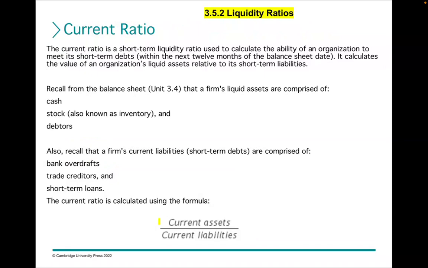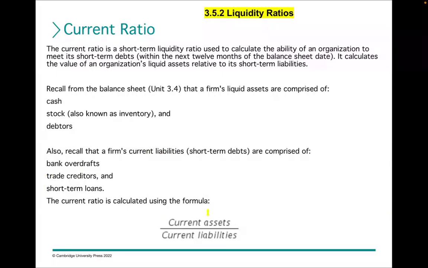The current ratio is a short term liquidity ratio to calculate the ability of an organization to meet its short term debts within the next 12 months. It calculates the value of an organization's liquid assets relative to its short term liabilities. Liquid assets are comprised of cash, stock, and people who owe you money. These three, one, two, three. And liabilities, the current liabilities, are people who you owe money to: banks, trade creditors, suppliers, basically short term loans.